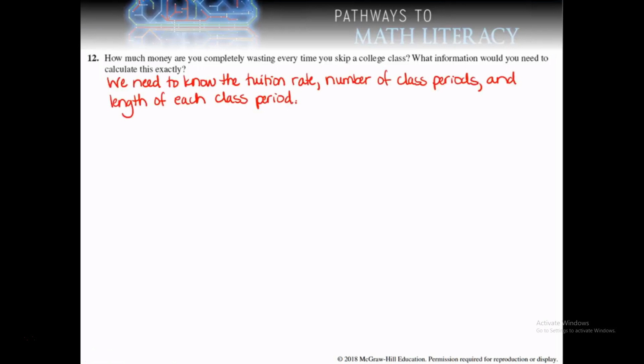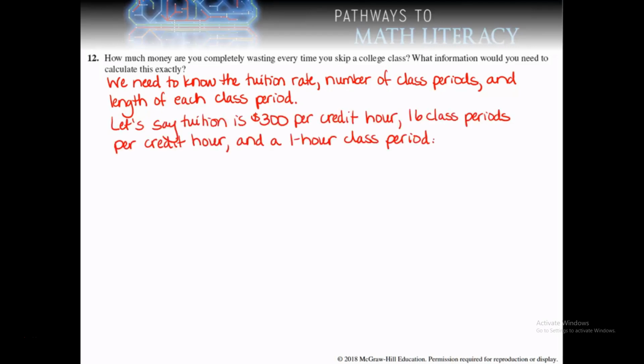So let's make an estimate of $300 per credit hour. At most schools, each credit hour meets 1 hour a week for about 16 weeks, and then we'll assume this is a 1-hour class period. So that would mean that we're spending $300 for every 16 hours of instruction. So if I skip one of those, that's $300 divided by 16 hours. And so that comes out to $18.75 per hour of class.